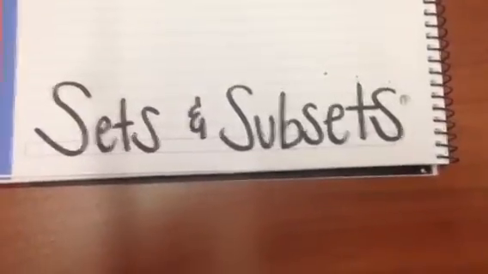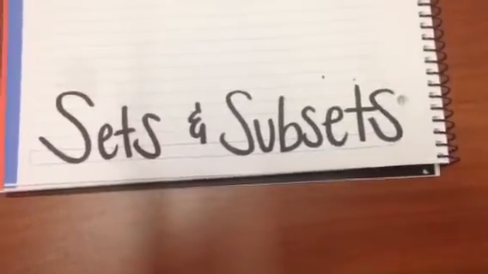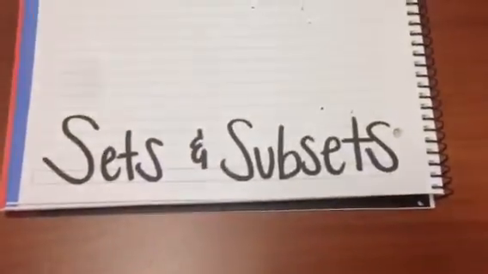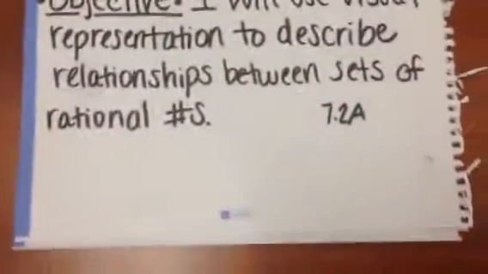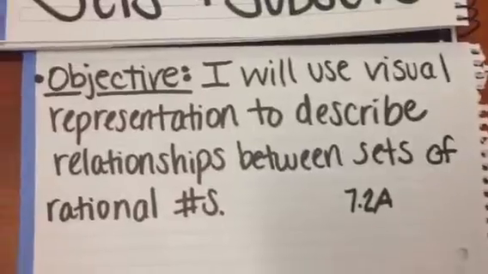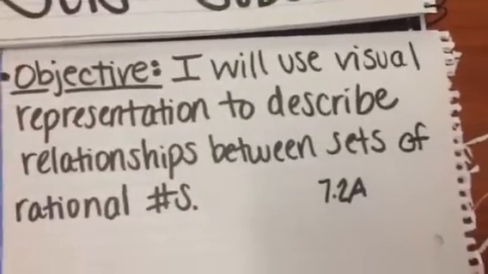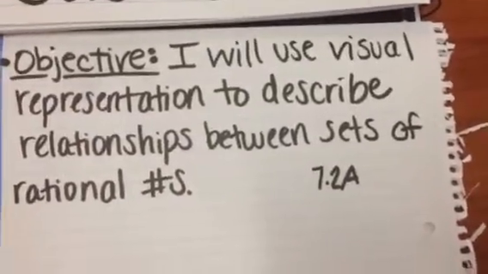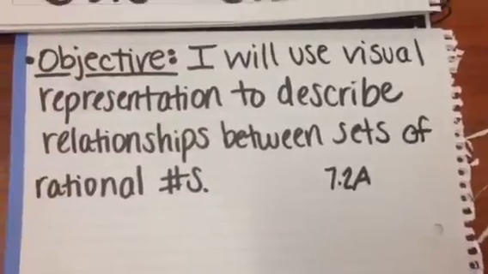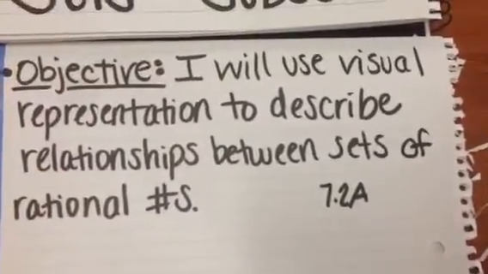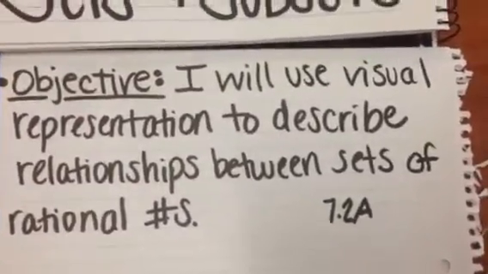Today we're going to be talking about sets and subsets. Your objective today is going to be to use visual representation to describe relationships between sets of rational numbers. I'll give you a minute to copy this down in your notes, and you can also pause the video as well.